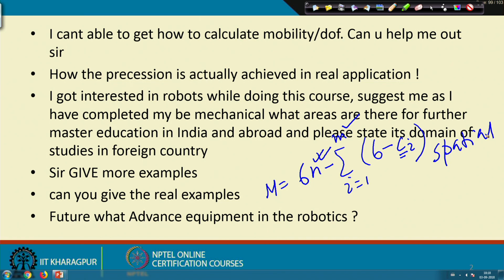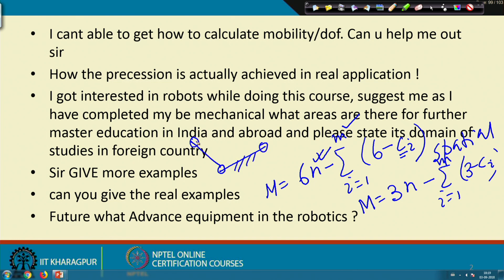If I consider the planar manipulator, the mobility M becomes 3n minus the summation for i equals 1 to m of (3 minus C_i). Once again C_i indicates the connectivity of the ith joint, and n is the number of moving links. Let me take a very simple example of a 4 bar mechanism. This is the fixed link, this is the input link, this is the coupler, and this is the output link. This is a planar mechanism.